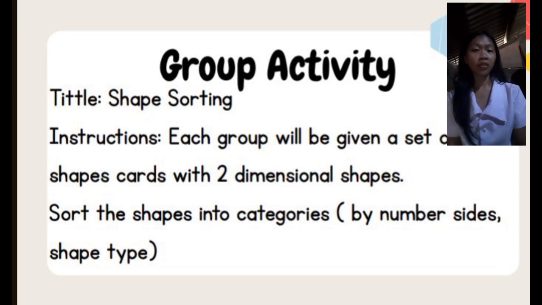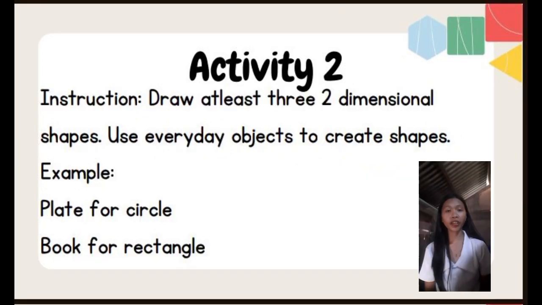And now for your activity, I will group you into three groups, and each group will be given a set of shape cards with two-dimensional shapes. What you're going to do is sort the shapes into categories by number of sides and shape type. In your activity, draw at least three two-dimensional shapes. Use everyday objects to create the shapes. For example, plate for circle, books for rectangle. I'll give you 30 minutes to do your activity.